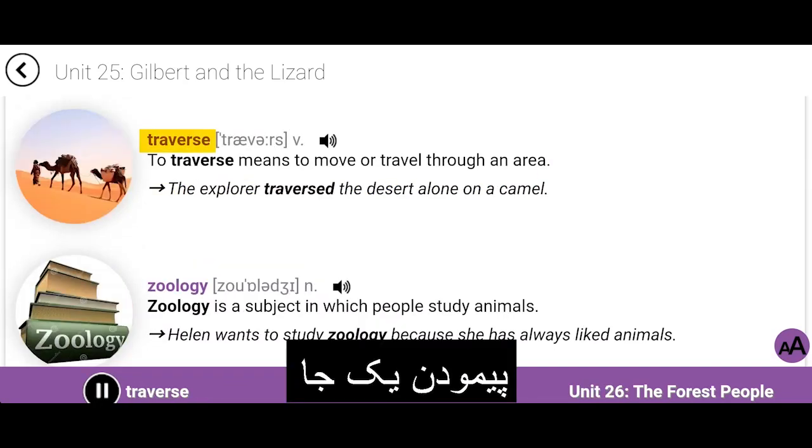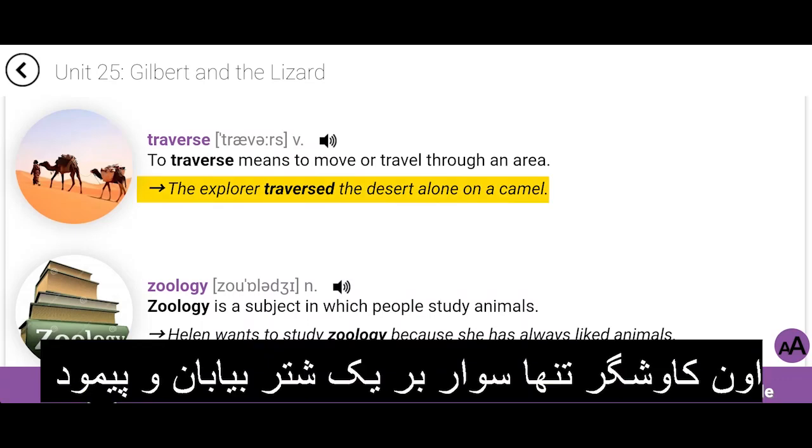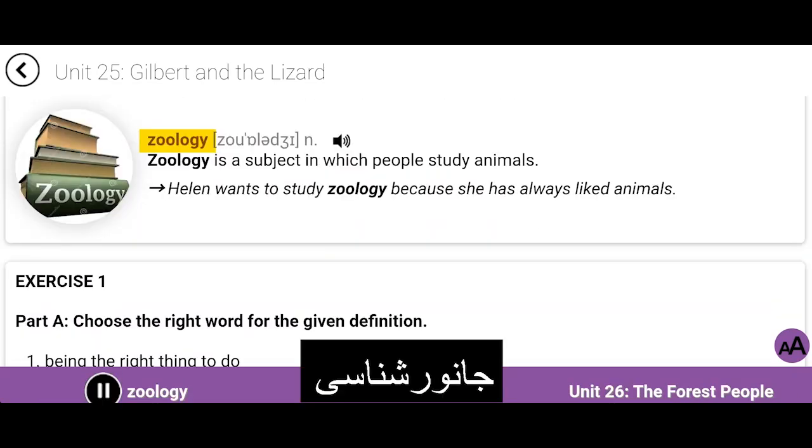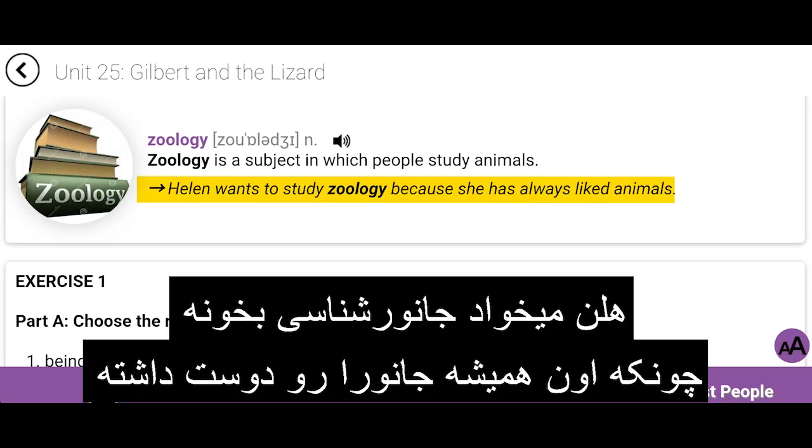Traverse. To traverse means to move or travel through an area. The explorer traversed the desert alone on a camel. Zoology. Zoology is a subject in which people study animals. Helen wants to study zoology because she has always liked animals.